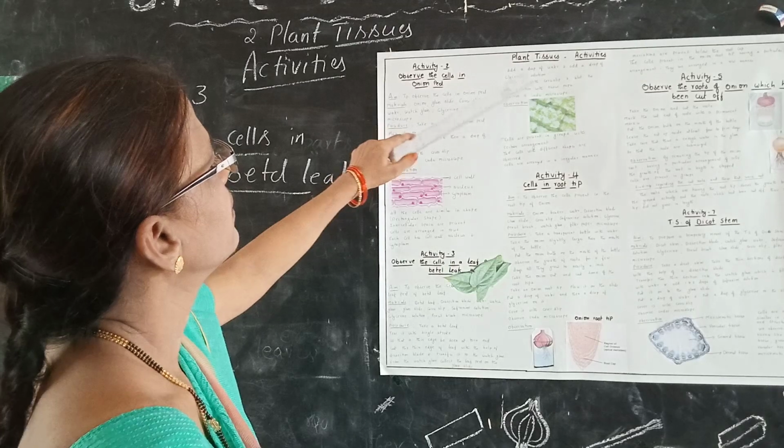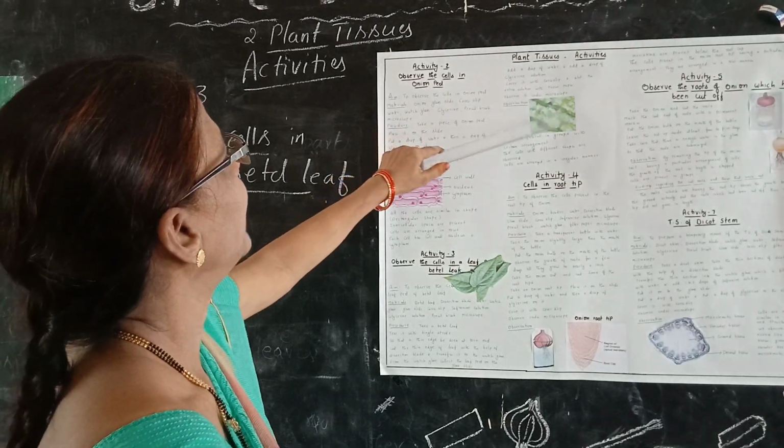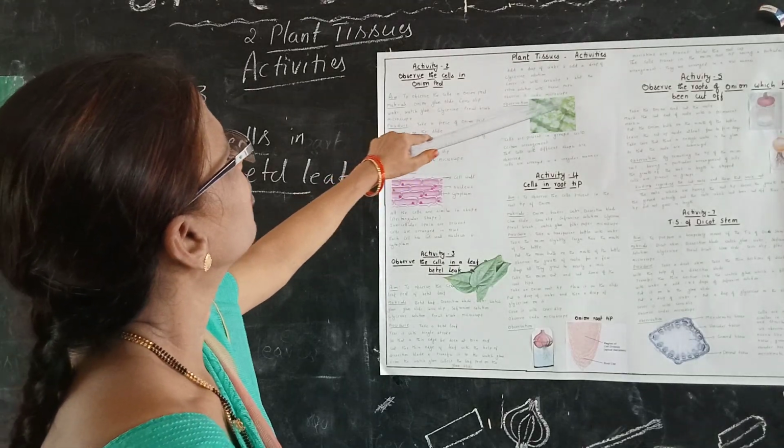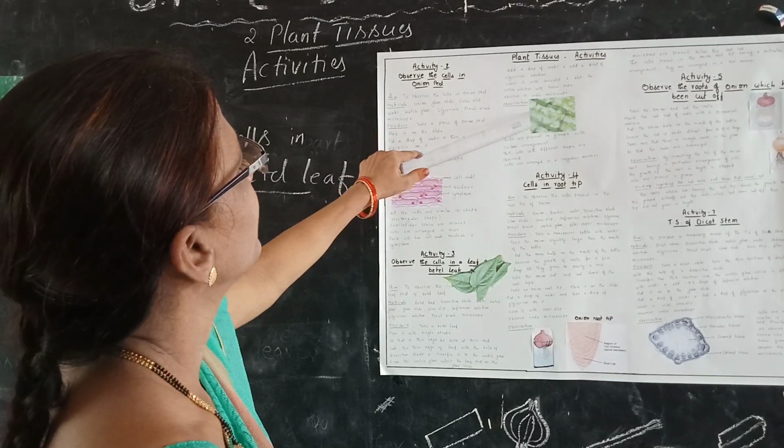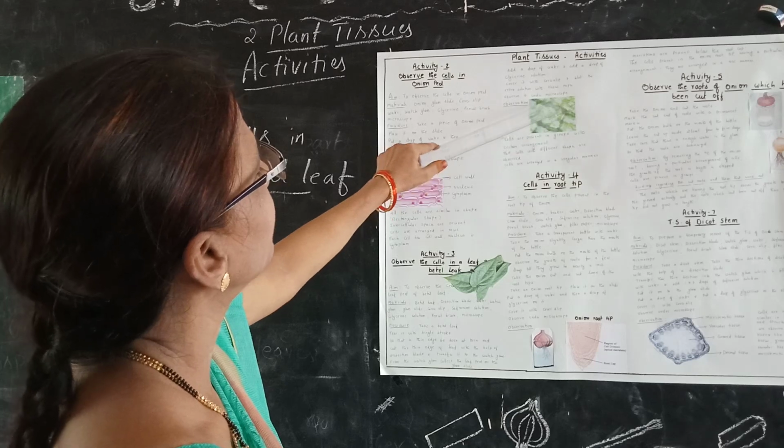What do we observe? Cells are present in groups with a certain arrangement. The cells with different shapes are observed. Cells are arranged in an irregular manner.